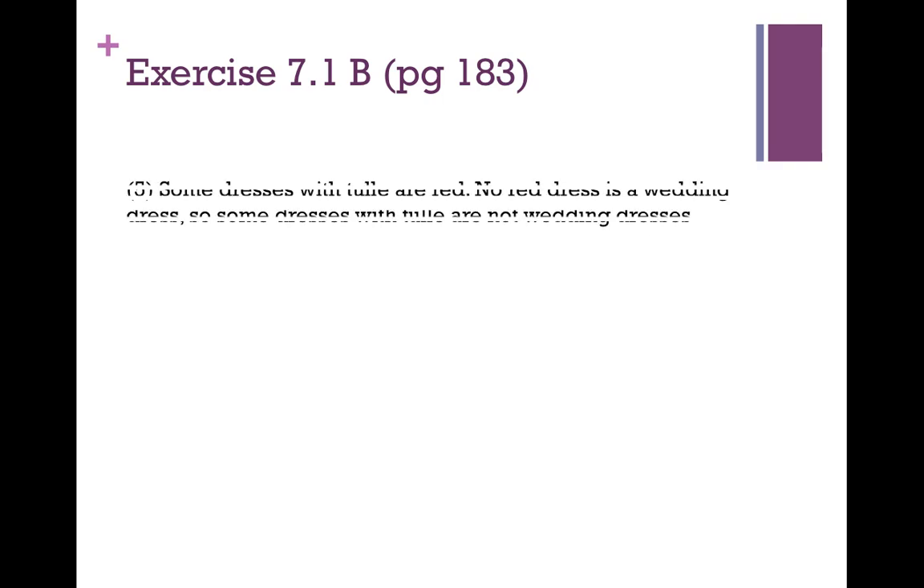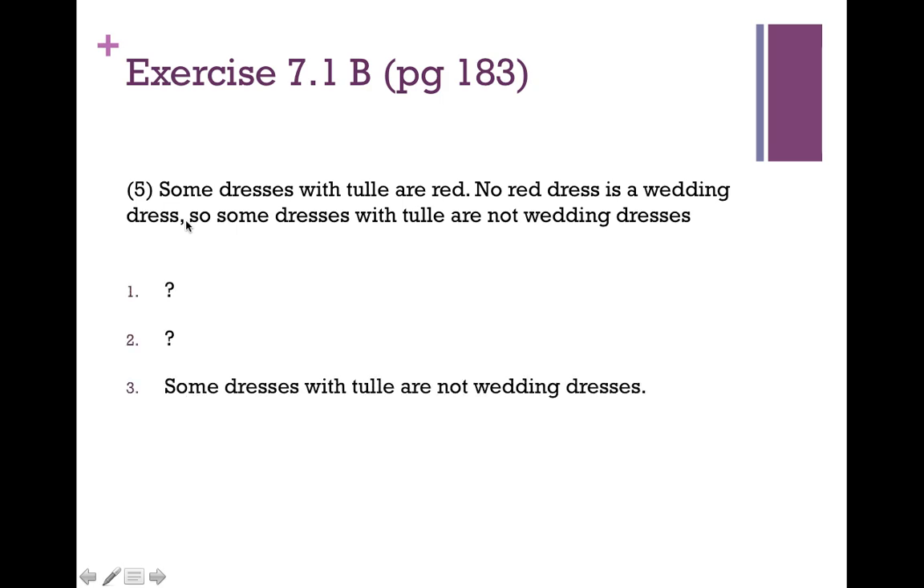EAO 3. Number 5. Some dresses with tulle are red. No red dress is a wedding dress. So some dresses with tulle are not wedding dresses. Now, what is the conclusion here? Well, we have an indicator term, so. So the conclusion is going to be some dresses with tulle are not wedding dresses. Now, let's look at this and make sure this is in standard form. Quantifier, dresses with tulle, that names a class, are not. There's our copula. Wedding dresses, yeah, everything's fine here. So we're looking for a proposition that has wedding dresses in it.